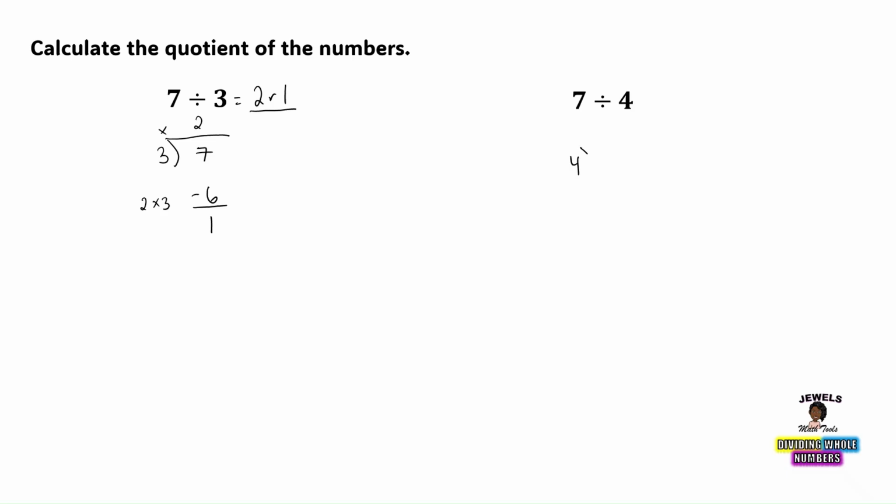We have 4 dividing into 7. So 4 divides into 7 once. We have 1 times 4 is equal to 4. And 7 minus 4 gives us the difference of 3. So our quotient for this question is 1, and we have a remainder of 3.